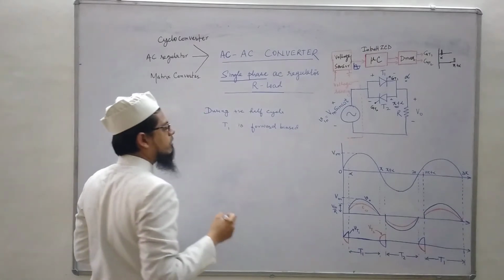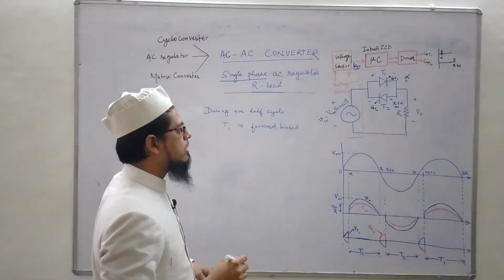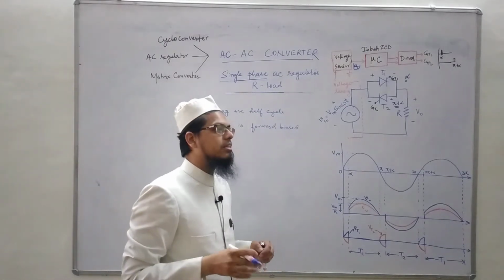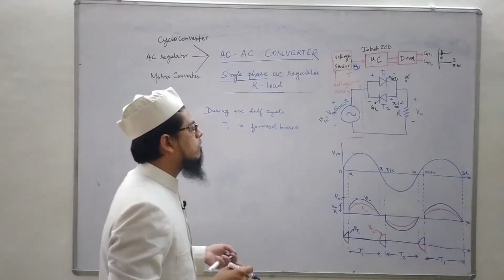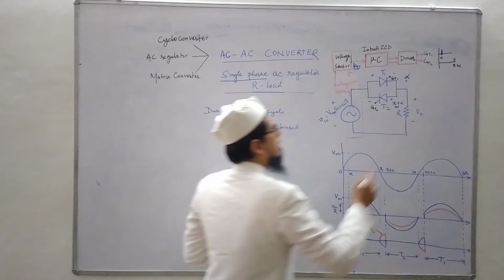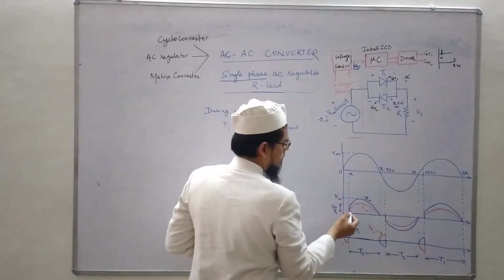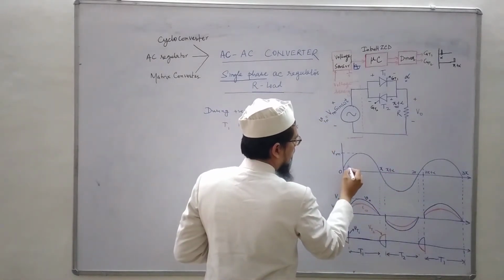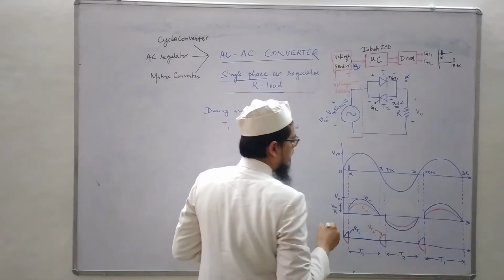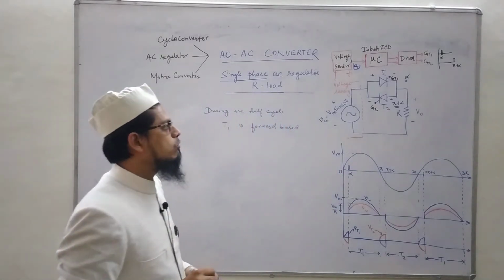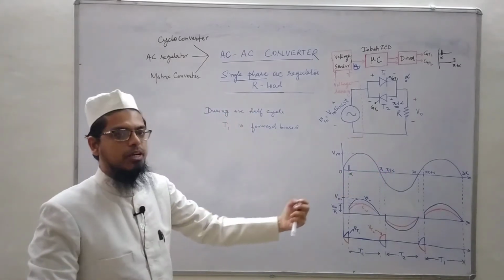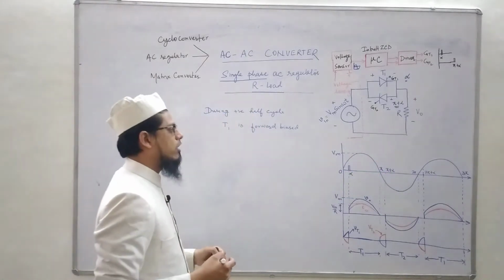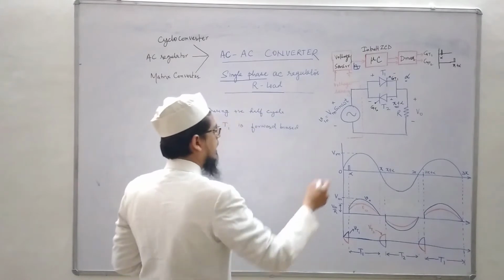So if it is forward biased, it has the tendency to conduct, but it won't conduct unless and until it is provided with a gate signal. That gate signal is provided at an angle alpha. So I have shown it here. At alpha we are providing a gate signal to the gate terminal of T1, of sufficient magnitude definitely, so that it turns on. So T1 turns on at alpha.